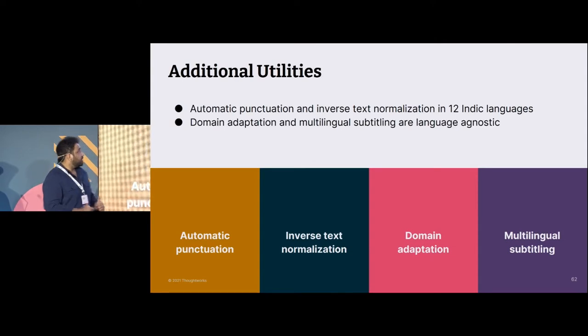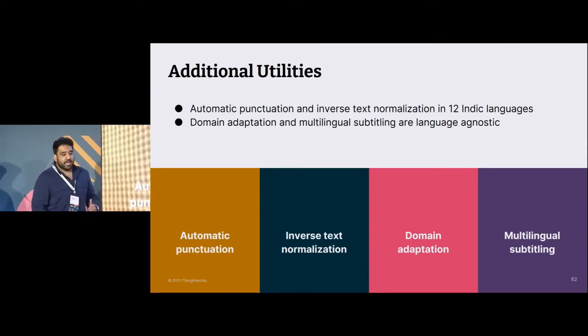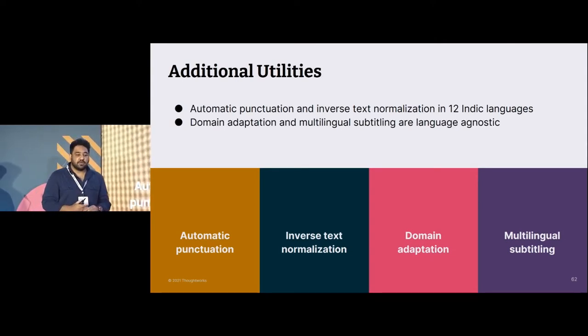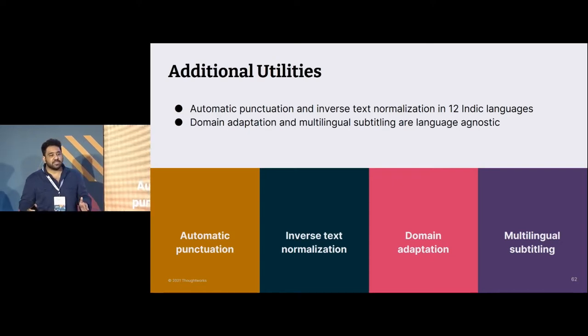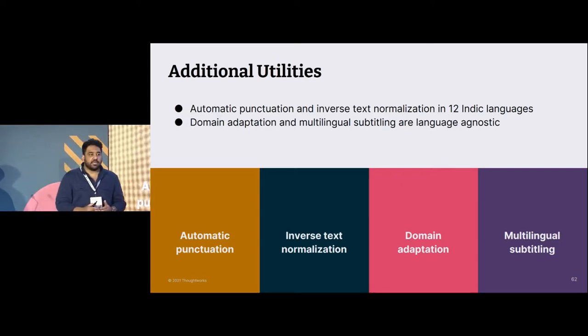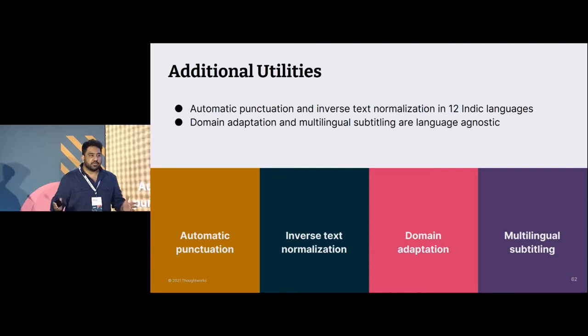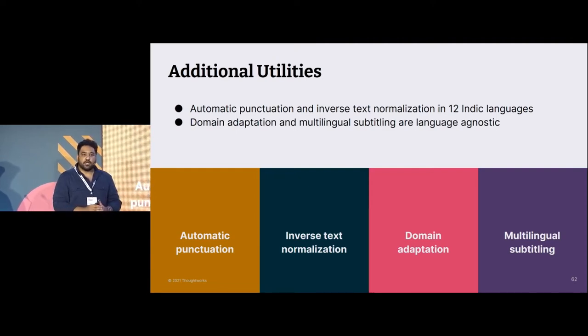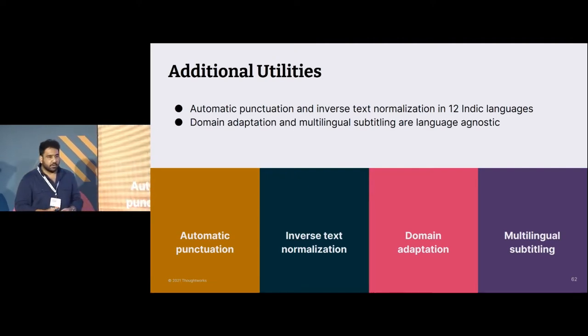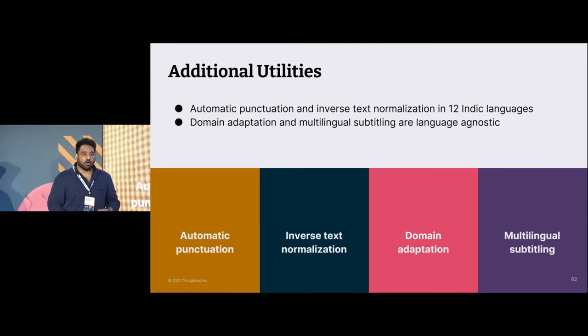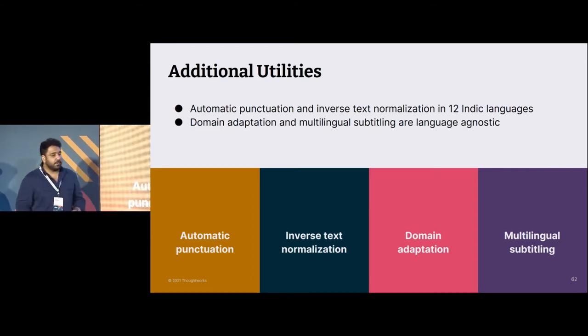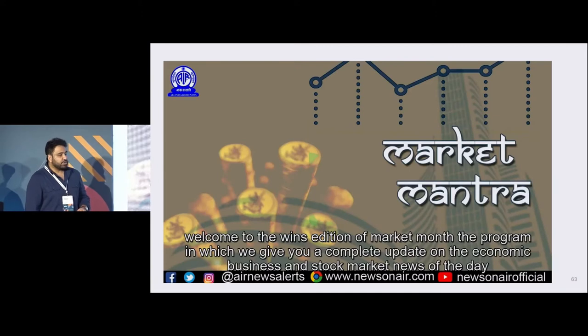So there's a summary. So we have automatic punctuation and inverse text normalization in 12 Indic languages, and domain adaptation and multilingual subtitling are actually language agnostic. If you have a pair of languages, you can do it in any language. They're not tied to a particular language rule or model. These are those approaches. So in the end, I just wanted to show a demo.